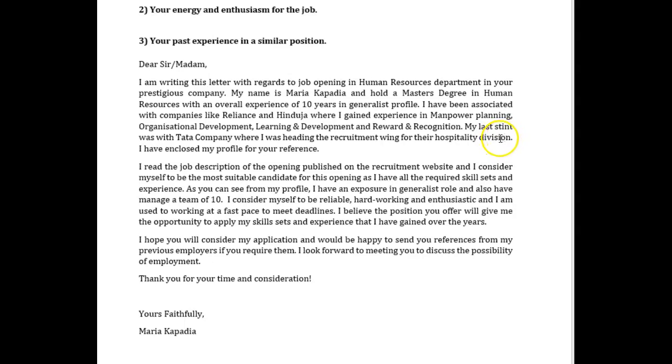I read the job description of the opening published on the recruitment website, and I consider myself to be the most suitable candidate for this opening as I have all the required skill sets and experience. As you can see from my profile, I have exposure in a generalist role and also have managed a team of 10. I consider myself to be reliable, hardworking, and enthusiastic, and I am used to working at a fast-paced environment and deadlines. I believe the position you offer will give me the opportunity to apply my skill sets and experience that I've gained over the years. I hope you will consider my application and would be happy to send you references from my previous employers if you require them. I look forward to meeting you to discuss the possibility of employment. Thank you for your time and consideration.